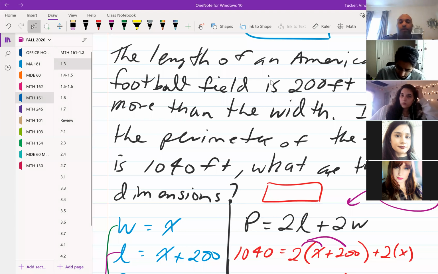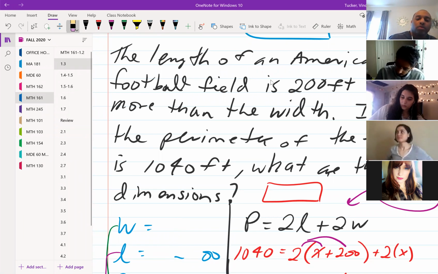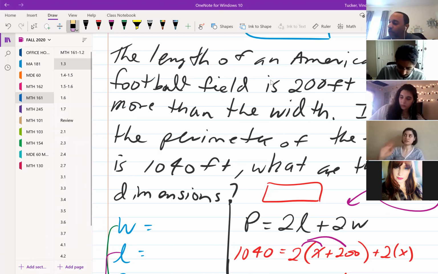The length of an American football field is 200 feet more than the width. If the perimeter of the field is 1,040 feet, what are the dimensions? All right, so here we're talking about the American football field. Just in case you didn't know, football everywhere else is soccer. So, making sure everybody understands what's going on in this problem. That's why they call it the American football field.